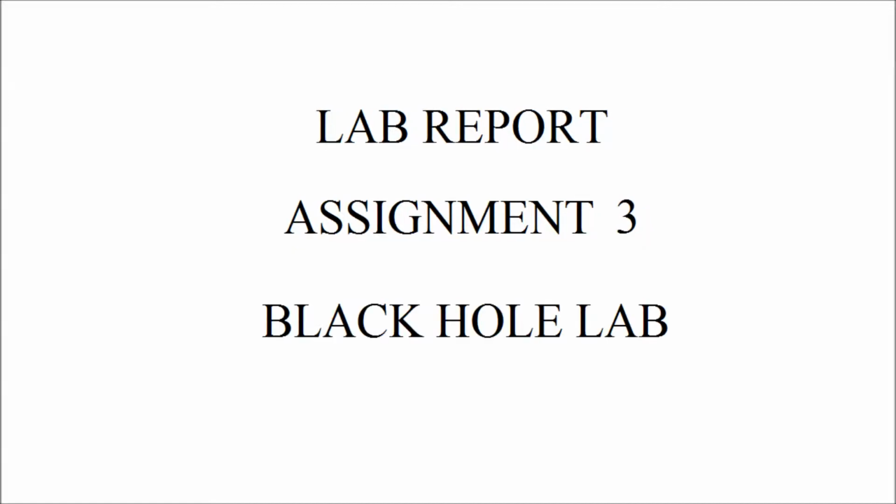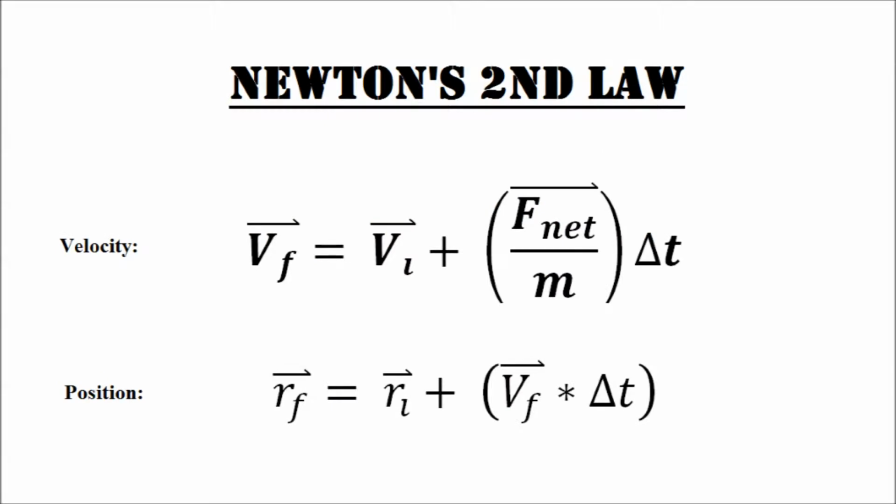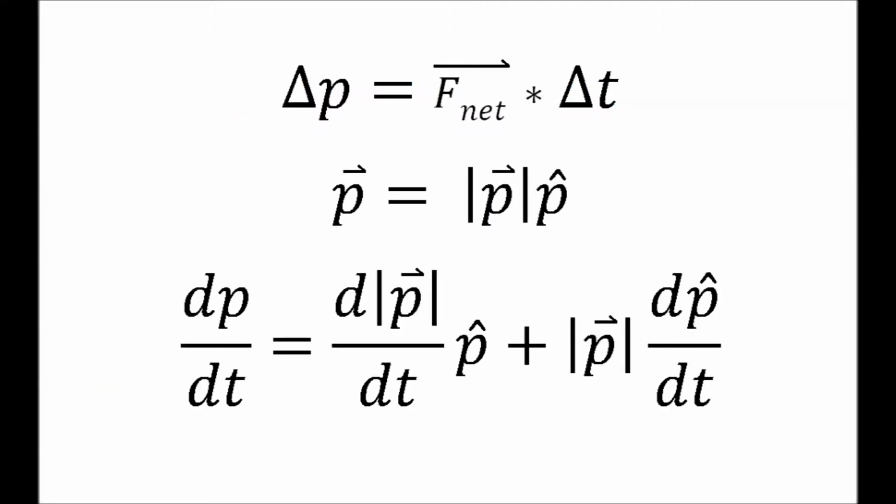Hi, here's my report on the third lab assignment. In this, we will analyze the motion of a star of given mass and use Newton's second law and the momentum principle to determine the mass of the black hole about which the star is orbiting.